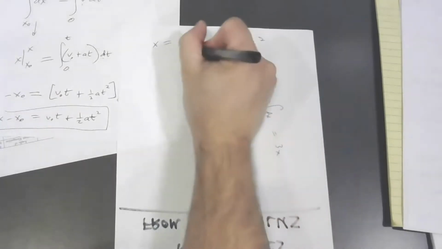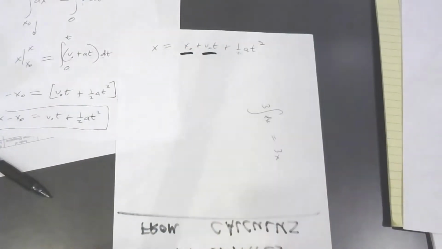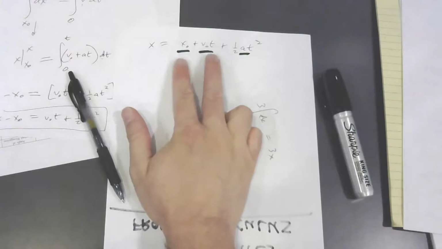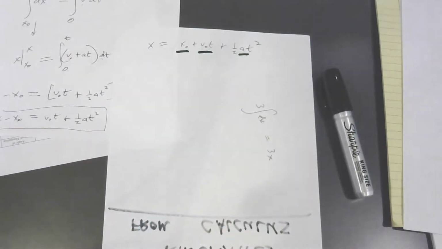You need two initial conditions. You have to know what its velocity was at time zero, and you have to know what its position was at time zero. If you have those two pieces of information, and, well, one other thing, you need to know its constant acceleration throughout the motion. If you have those three pieces of information, two of which are called initial conditions, then you can calculate the particle's position at any time.